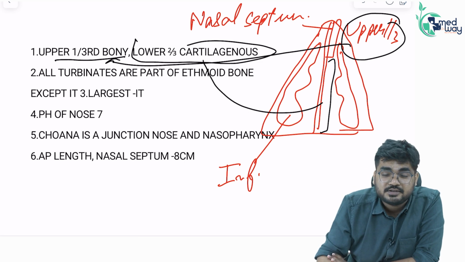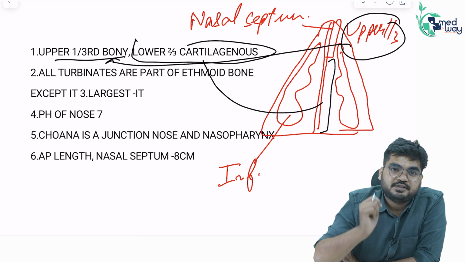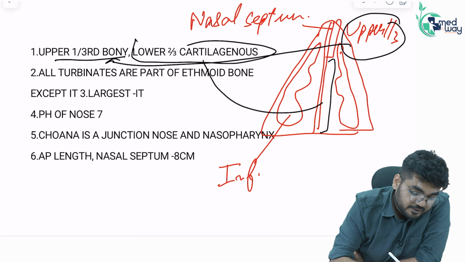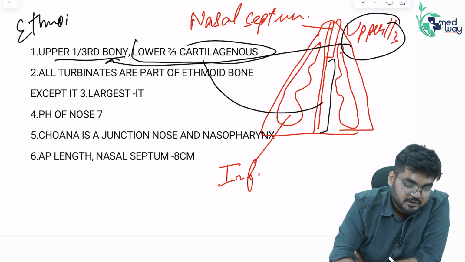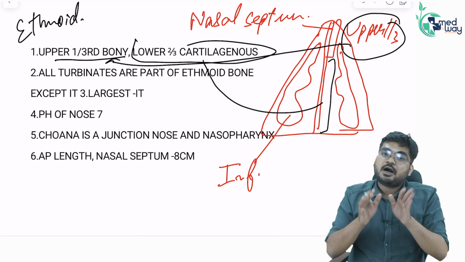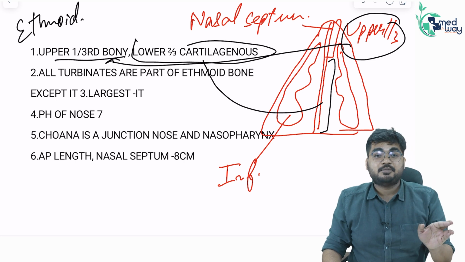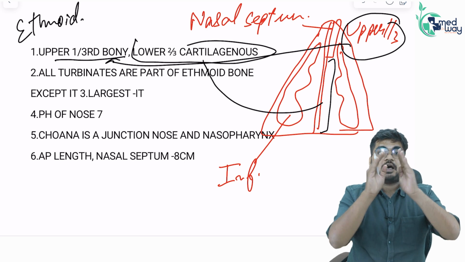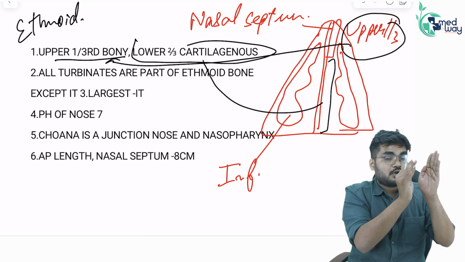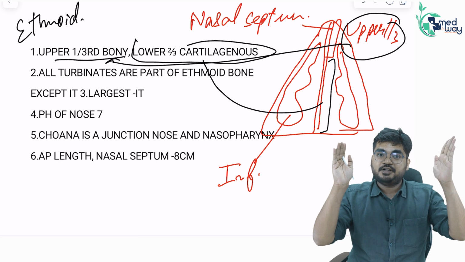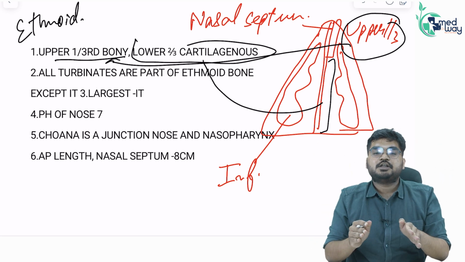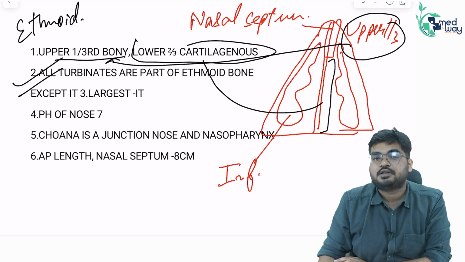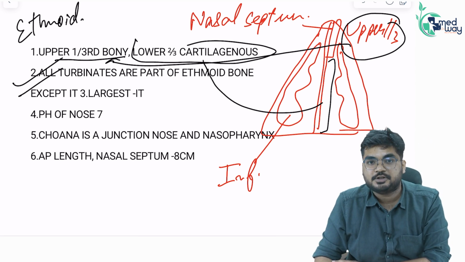Sir, can you tell me the reason why inferior turbinate is the largest turbinate? See, superior and middle turbinate are a part of ethmoid bone. Remember that. Superior and middle turbinate are a part of ethmoid bone, whereas inferior turbinate is a separate bone. Think about it. They are a part of something, but inferior turbinate is a separate bone. That is why inferior turbinate is the largest of all the turbinates.